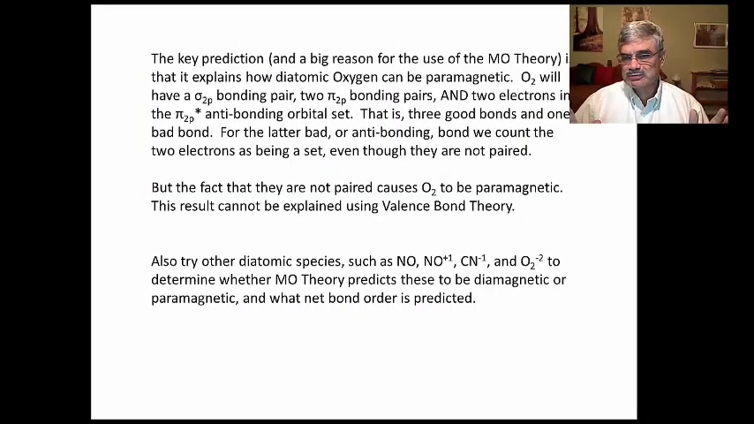Now this slide just summarizes what we said. It says that molecular orbital theory helps explain why diatomic oxygen is paramagnetic and its bonding structure. But at the bottom paragraph it says, why don't you try some other diatomic species, including some diatomic cations and anions, nitrogen oxide NO+1, cyanide, O2-2, to try to determine whether or not these are diamagnetic or paramagnetic using molecular orbital theory. Again, use the pattern to the right, and what the net bond order would be.